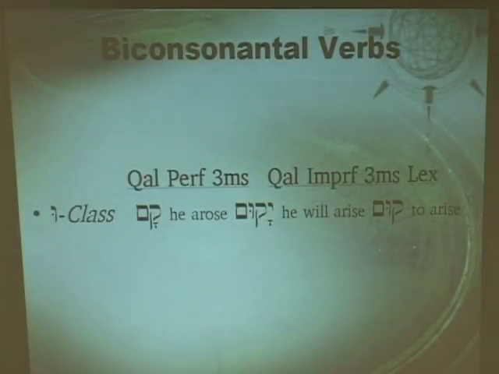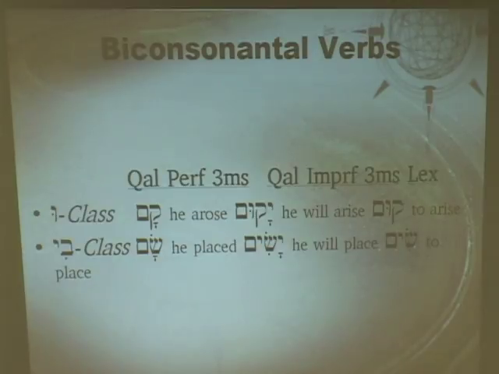Let's look at some of these. There's a shurek class, like in kam, he arose. It will be actually in the imperfect yakum, he will arise. And the lexical form is kum, retaining the second shurek consonant and the vowel at the same time, to arise. And it should be translated as to arise because this is actually infinitive what? Construct. Because for biconsonantal verbs, lexical form is infinitive construct. It's not third person masculine singular as for all the other types.